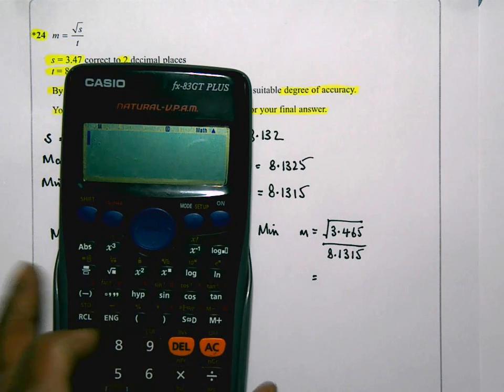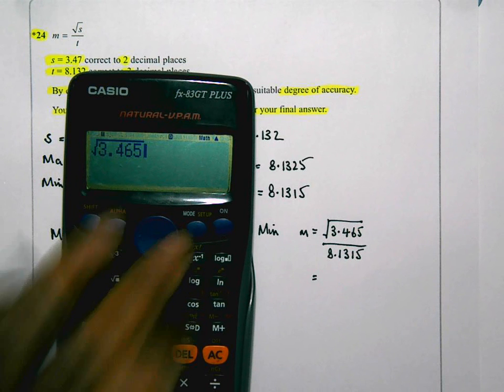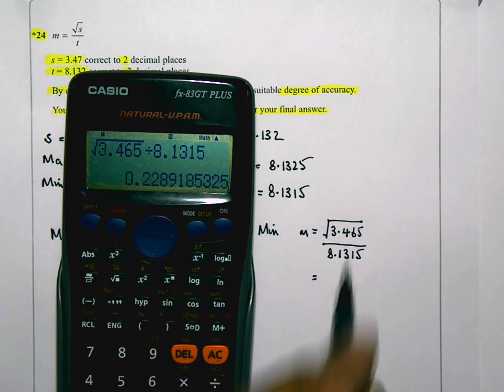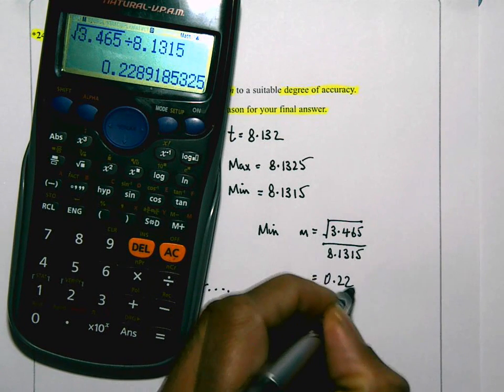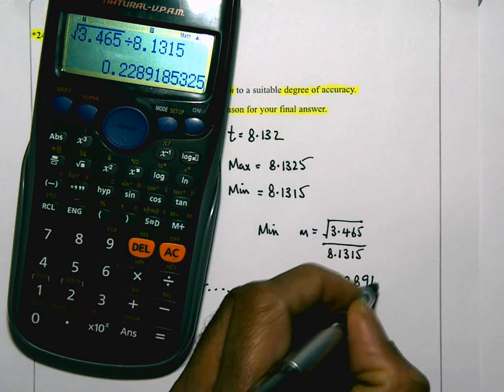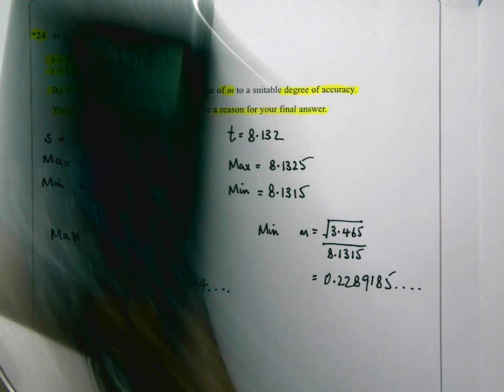So the square root of 3.465 and then come out of the square root sign, divided by 8.1315 equals, and that's going to be 0.2289185 and so on. Okay, I don't need the calculator anymore for that.